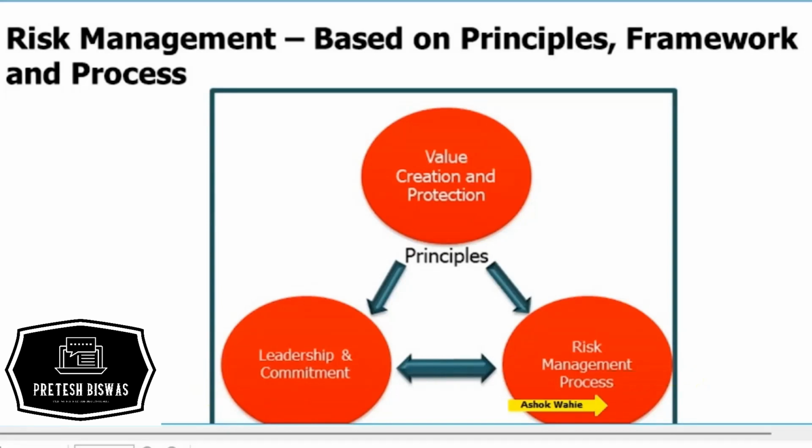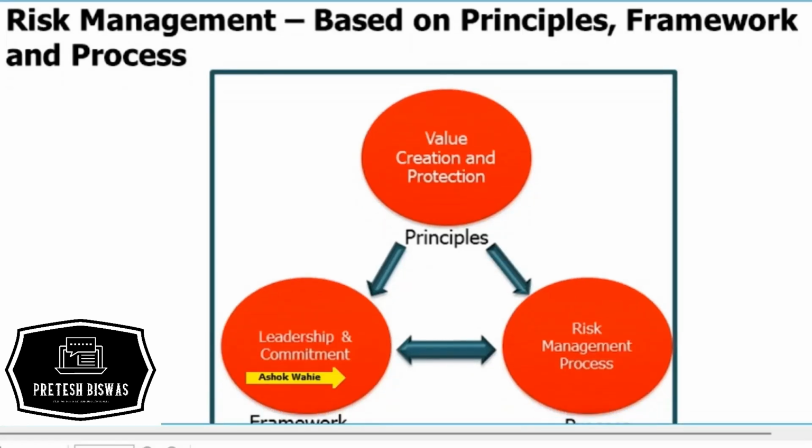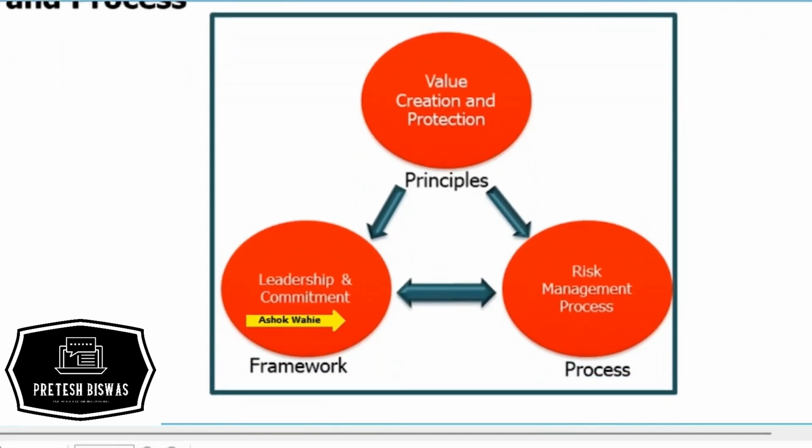Now look at the unidirectional arrows. The principles are applied both to the design of the framework and the process. And look at the bidirectional arrow. The framework design tells how we must follow a consistent approach for the risk management process or the risk assessment process. The output of the risk assessment process provides an input to change, improve, or monitor the effectiveness of the design of the framework.